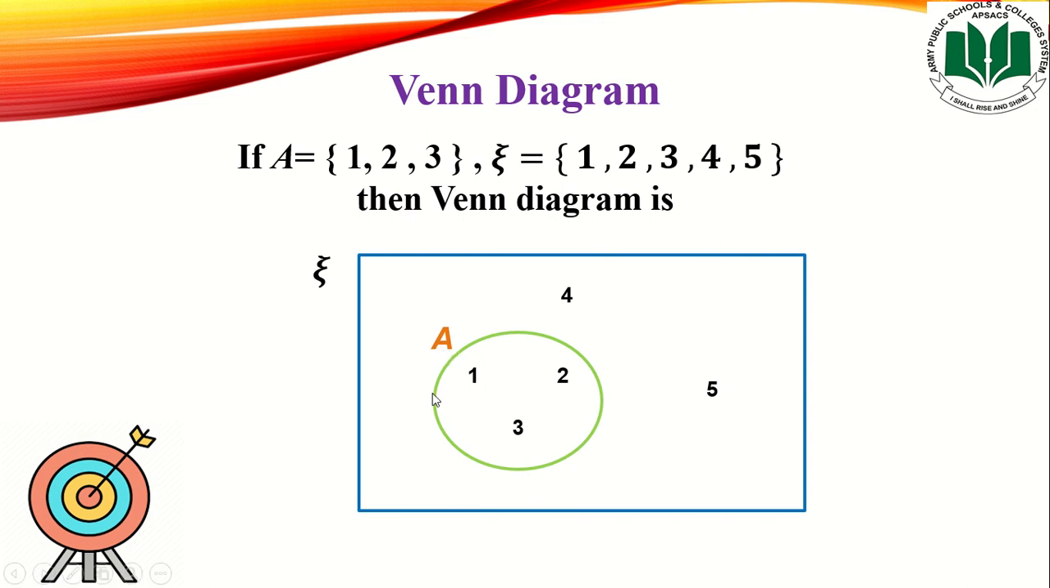A is represented by a circle containing elements 1, 2 and 3, and a rectangle represents the universal set that contains all the elements 1, 2, 3, 4 and 5. The rectangle contains 4 and 5 as well as 1, 2, 3, but the circle, that is A, only contains the elements 1, 2, 3.